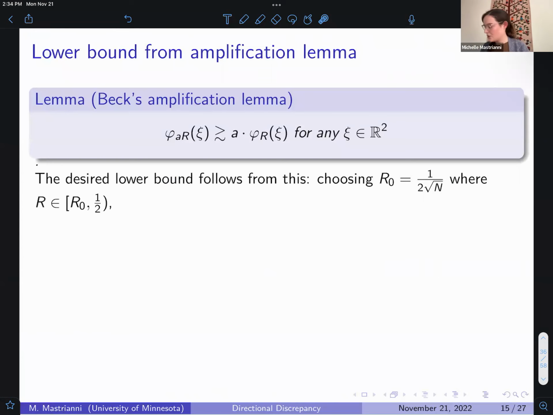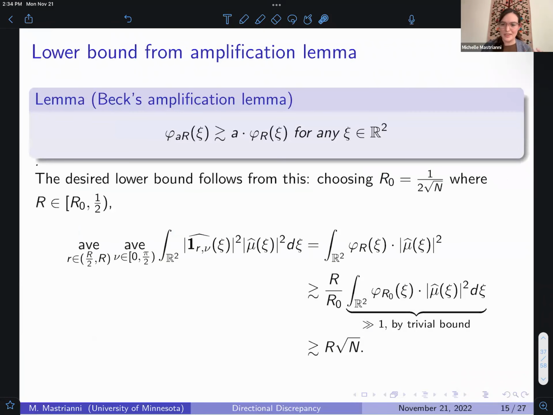Okay, and then the desired lower bound follows from the amplification lemma, essentially in the way that I said briefly earlier, where if we look at the discrepancy, we can choose this R naught to be 1/2 square root of n, and then amplify the trivial lower bound up to square root of n when you amplify the side length up to a constant. So that's how the proof goes for all rotations.